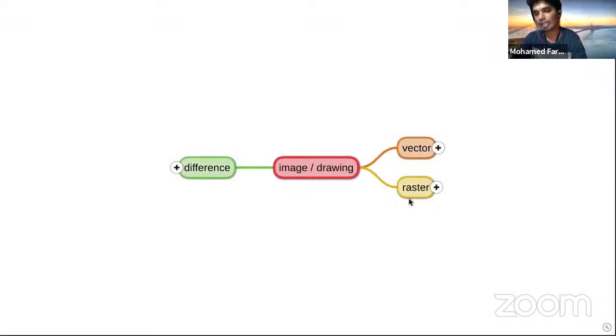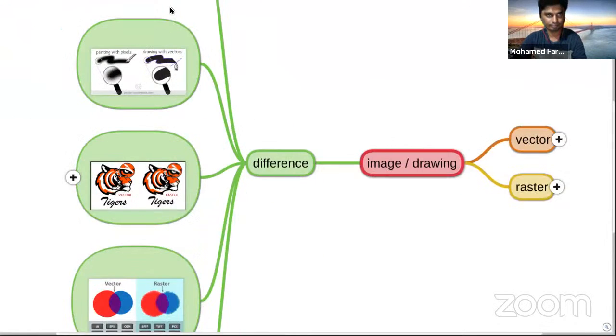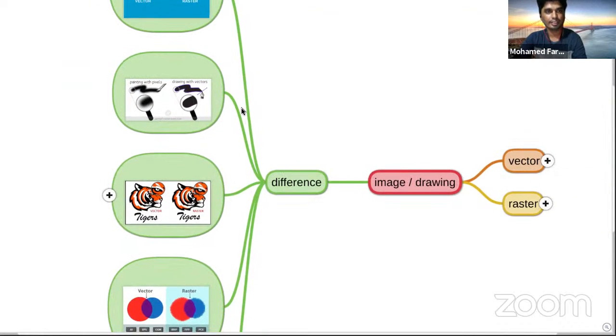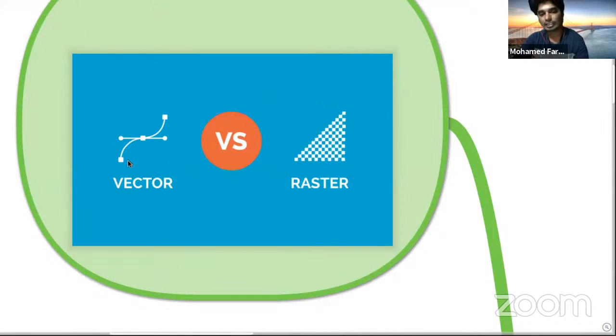Vector is nothing but vector, and there are two things. So what are the two things? Vector and raster. These are two things that you should know about: what is vector and what is raster. There are so many differences here. The main difference is, vector is when we are doing a drawing, we are drawing by connecting points. But in raster, we are drawing with the help of a brush.